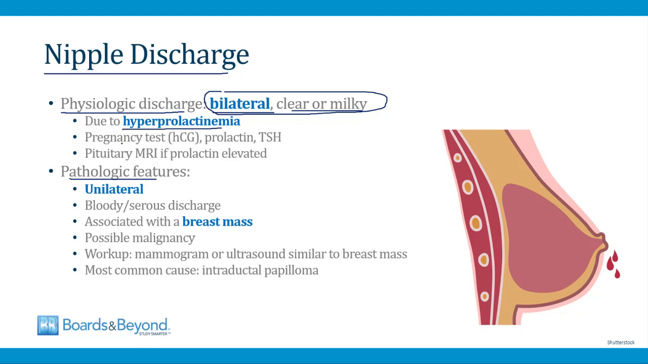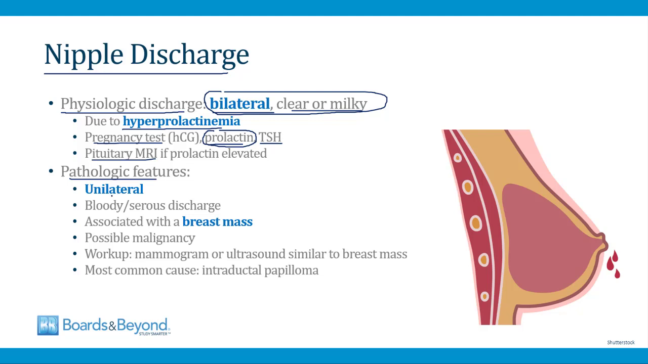So the testing that's usually done is a pregnancy test, some kind of HCG test. That's because pregnancy raises prolactin levels. Also a serum prolactin level, and also a TSH, because thyroid disease can alter prolactin levels. And then beyond these things, if a woman has an isolated elevation of prolactin level, a pituitary MRI is often done because a pituitary adenoma is a potential cause.